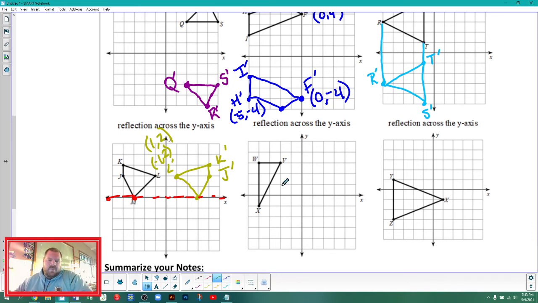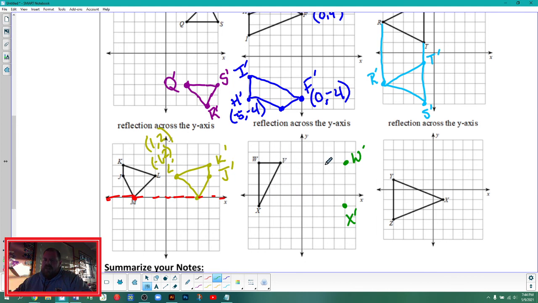So let's move on. We'll get these two done pretty quick. X is going to move from here. It's at negative 4, negative 1 to positive 4, negative 1. X prime. W is at negative 4, positive 3. So positive 4, positive 3. So that's W prime. And then V prime is going to move from negative 2, positive 3 to 2, positive 3. V prime right there.